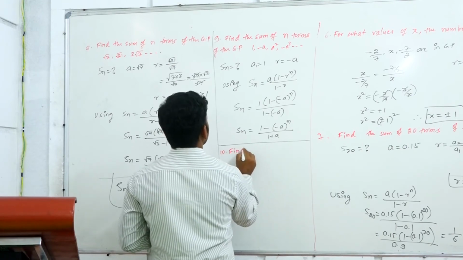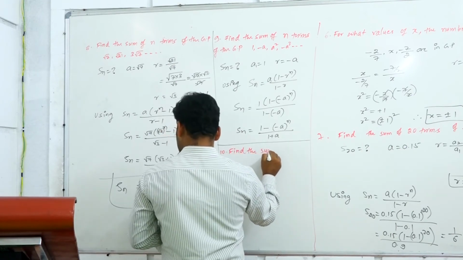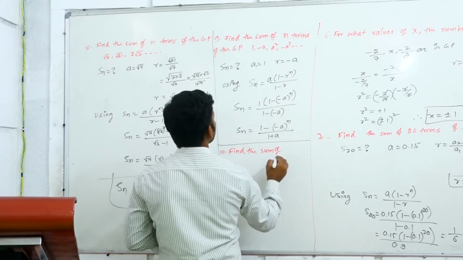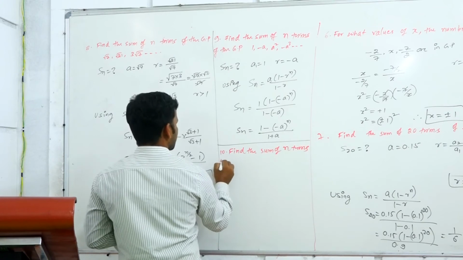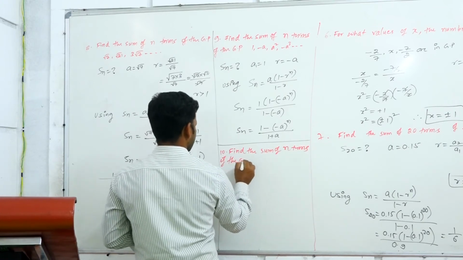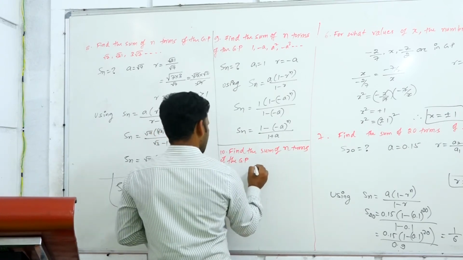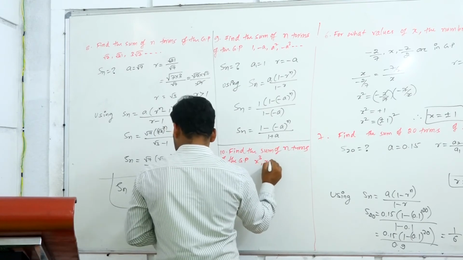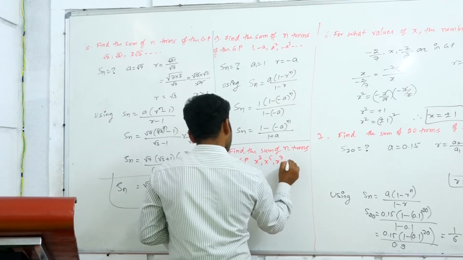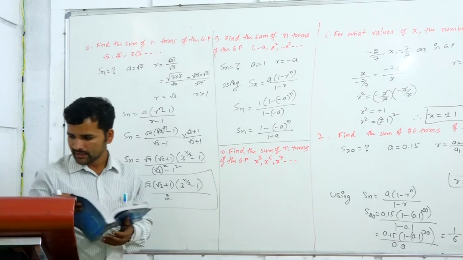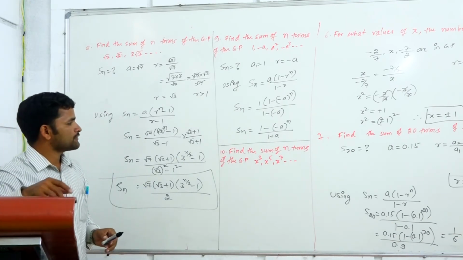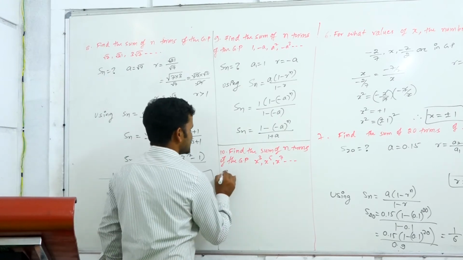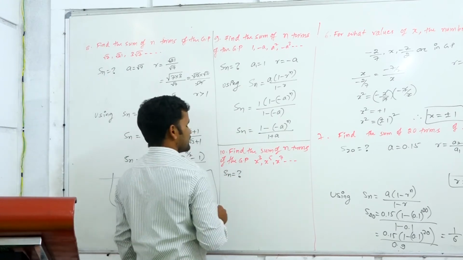Find the sum of n terms of the GP x cube, x square, x 7, and so on. They are saying this is in GP and find out Sn. Sn is equal to question mark here.